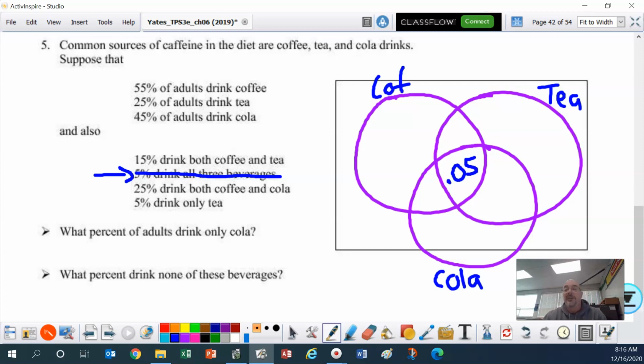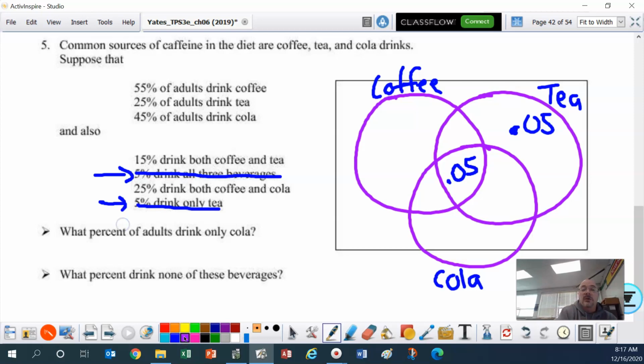Now I have to start filling in things around it. So let's see here. 5% drink only tea. I can do that one. That would go there. Let's go to this one: 25% drink both coffee and cola. Oh, I can do that one.